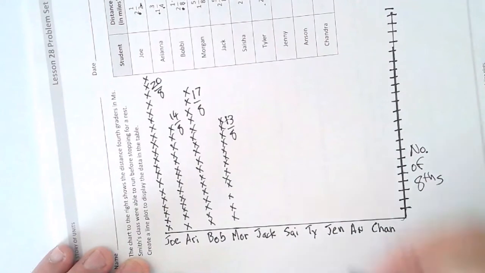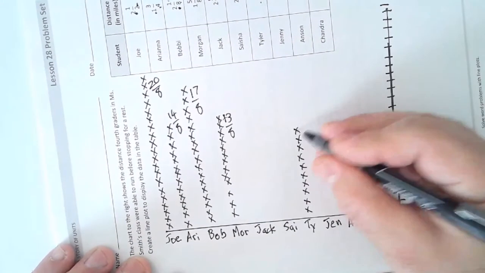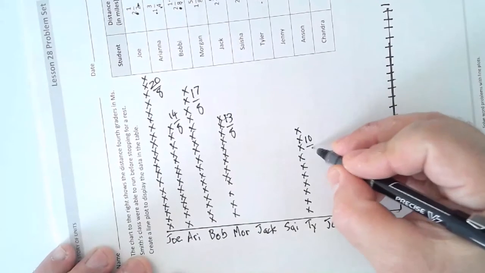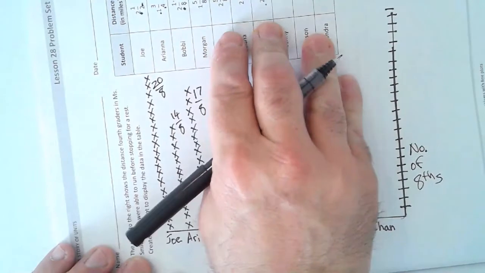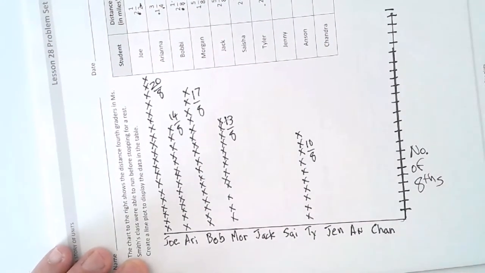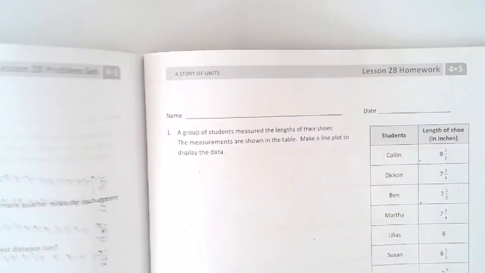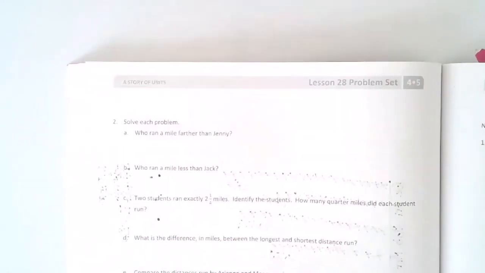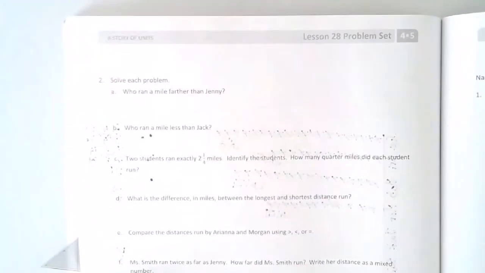Okay, let's go over here to Tyler or Ty. We have 1, 2, 3, 10. All right, 10/8 by there. Okay, so your job is going to be to finish converting these over here, changing them to 8s if you have to, and then filling in your X's over here. The whole point of this is to use this graph, and you go to the next page, page 138, and you're going to use your line plot to help you answer these problems.